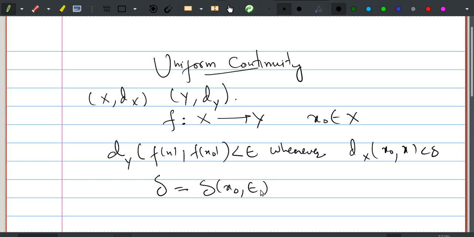If delta(x naught, epsilon) can be chosen in such a way that its values have a positive lower bound when epsilon is kept fixed and x naught is allowed to vary over X, and if this happens for each epsilon, then we have the notion of uniform continuity. More precisely, we have the following definition.